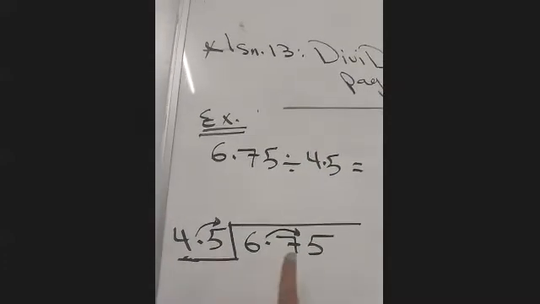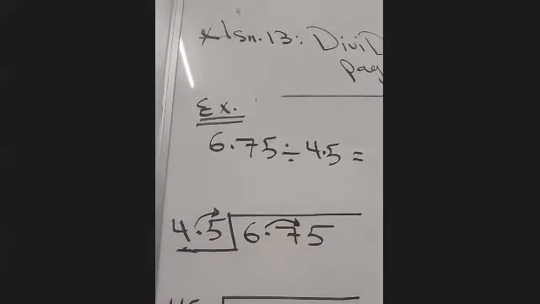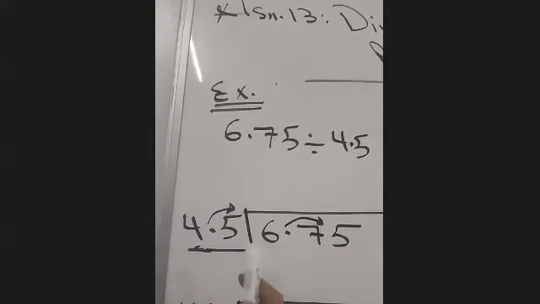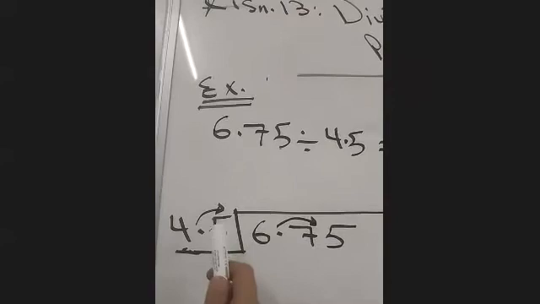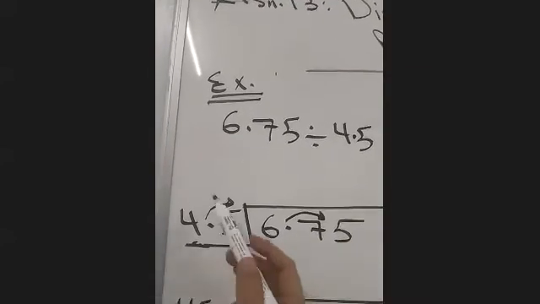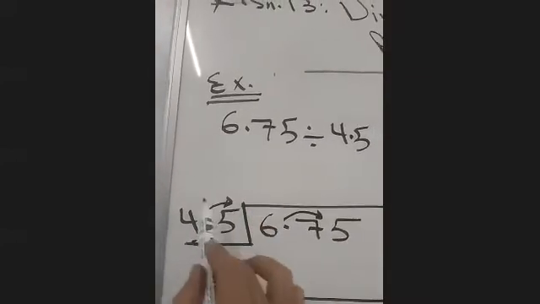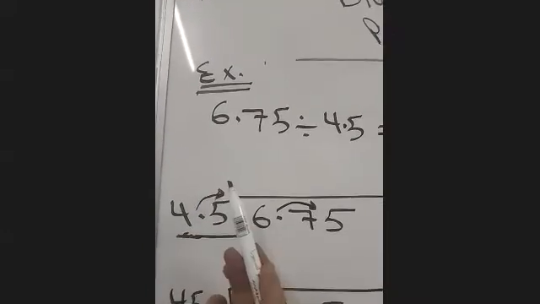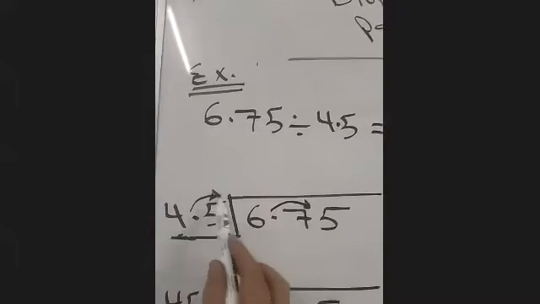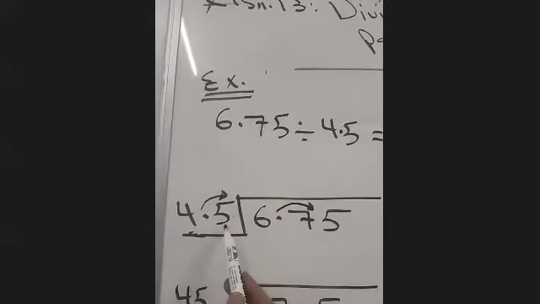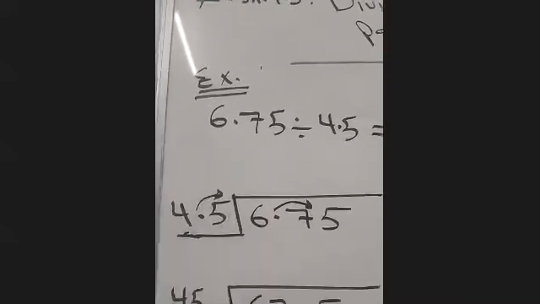Again, this is the question. We cannot divide if we have a decimal in the divisor. So we need to get rid of the decimal in the divisor. How? By pushing the decimal to the right always, not to the left. To the right, one digit. If we have 2 digits, we will push 2 digits. But here we have 1 digit, so I'll push 1 digit.